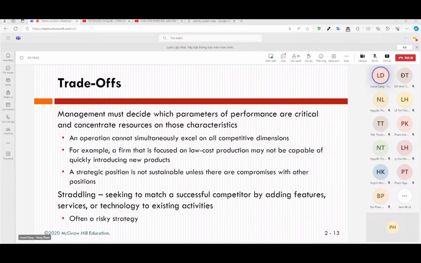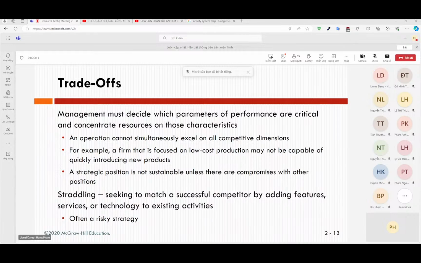So let's move to the group CS2. We talk about the trade-off. Can you hear me, teacher? Can you hear me, teacher? I can hear you, but very soft.